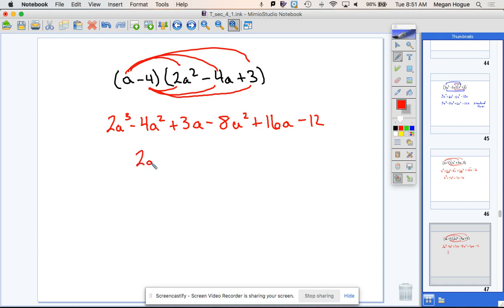I have 2a cubed. There's nothing to combine it with. Some people like to cross off as they go. You're welcome to do that. Negative 4 and negative 8a squared, so negative 12a squared. 3a and 16a would give me 19a, and then minus 12.